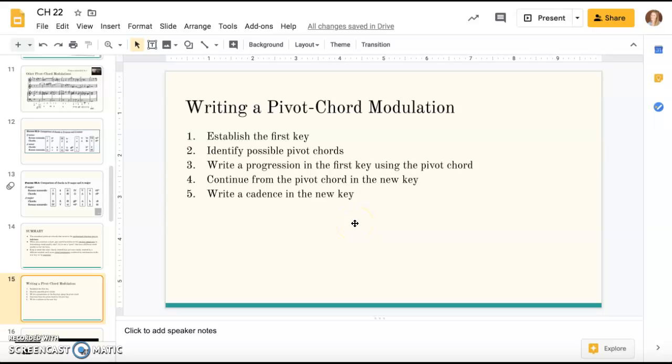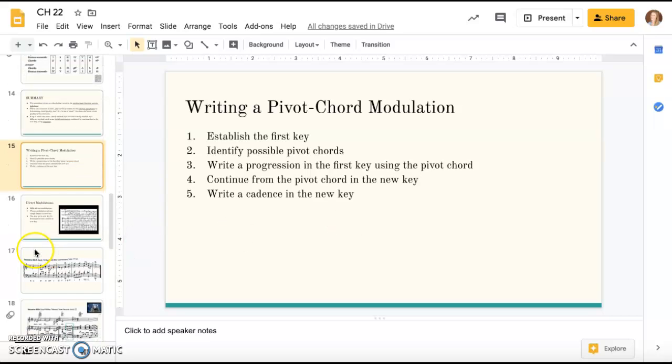So here are just some general rules for writing a pivot chord modulation. You want to establish the key, identify any possible pivots, write a progression in the key, make sure you have a phrase, you have that predominant, dominant, tonic really established, and then you can continue from the pivot chord in that new key. A cadence in the new key is what really marks it. It means I did this on purpose. I changed keys on purpose.